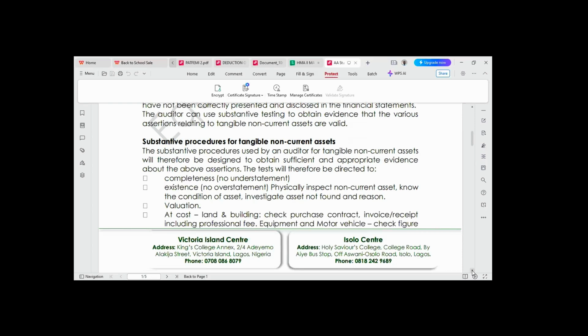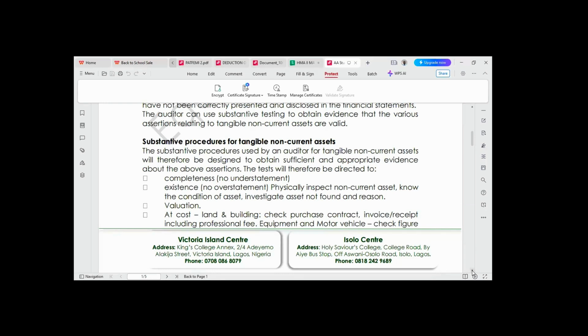The test will also be directed to valuation. The auditor requests the valuation certificate. When the valuation has been done, whoever does the valuation must be an expert in the first place. I remember I talked about who an expert is in chapter 6. I said an expert is someone that has competence in another field outside accounting and auditing. So the auditor requests a valuation certificate to be sure of the authenticity of the valuation activity or exercise that was carried out.